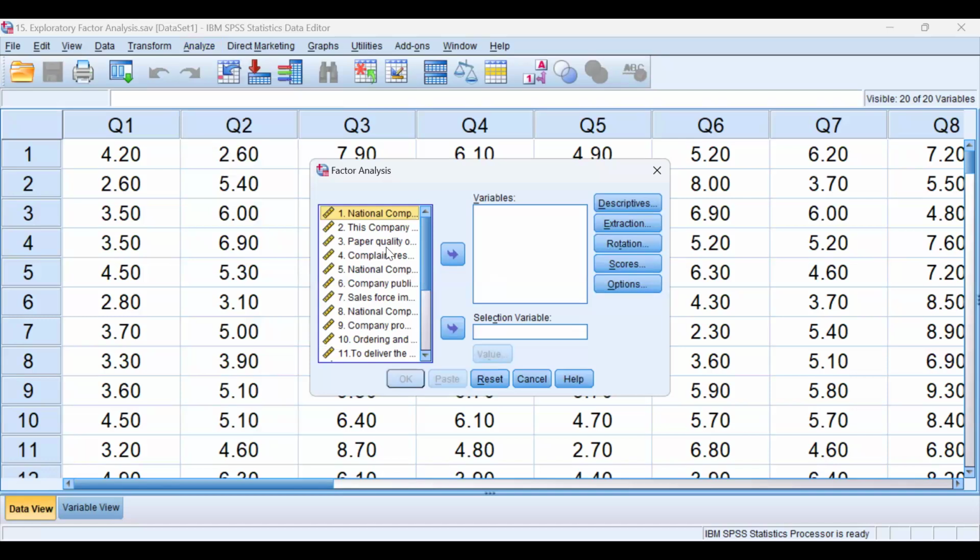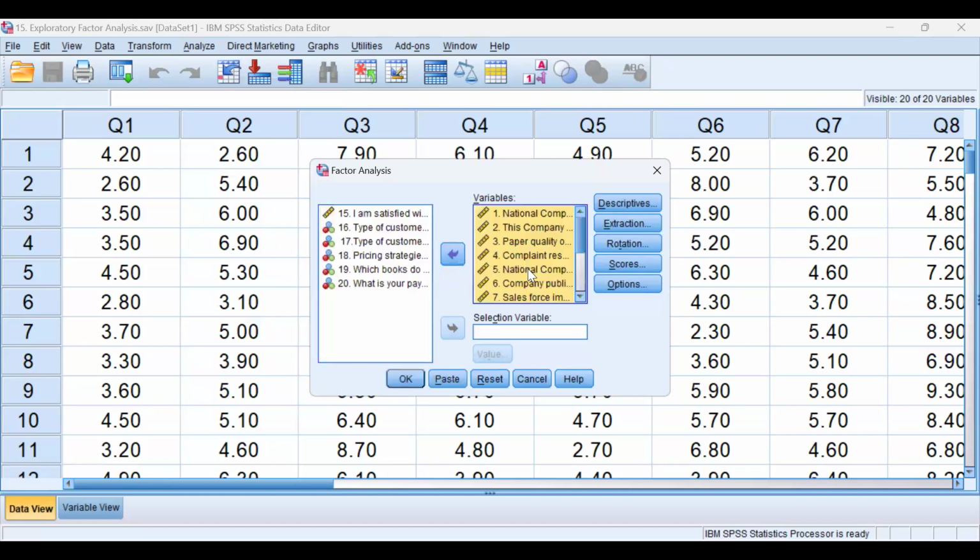Select all the 14 questions, because I am applying exploratory factor analysis. Only 14 questions. Is it clear? I transferred my questions to the right hand side, in this rectangle. I transferred only 14 questions.